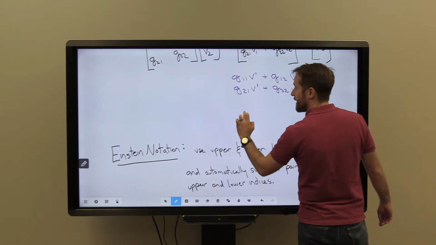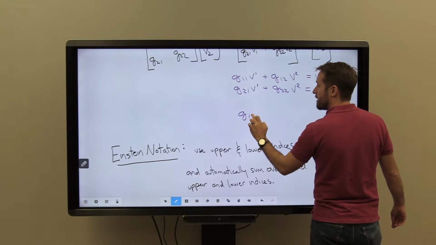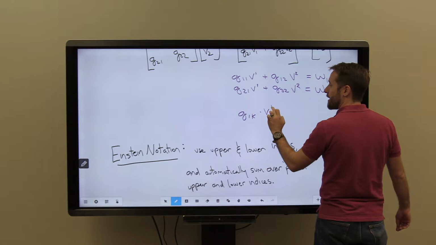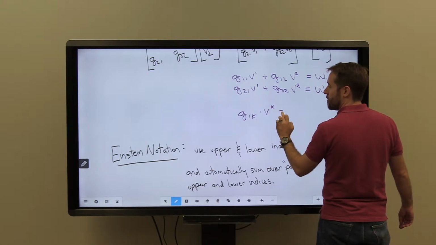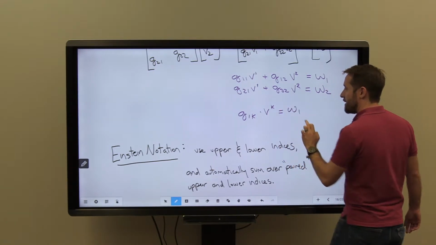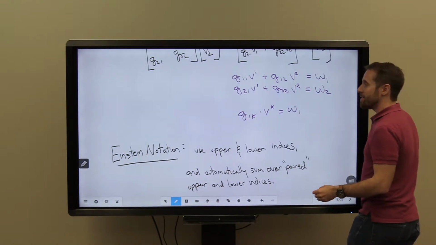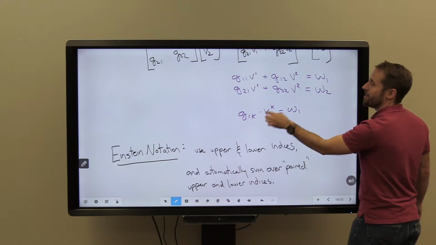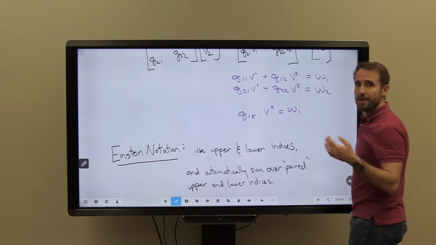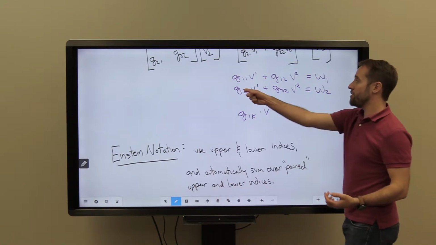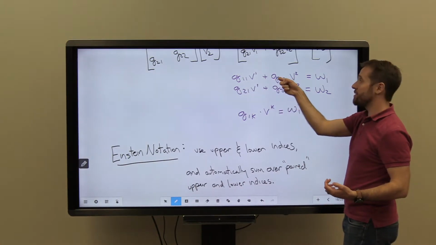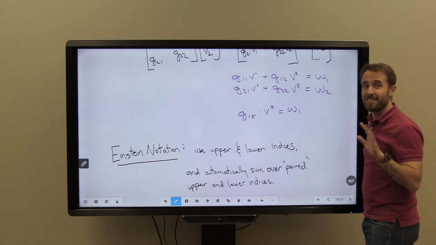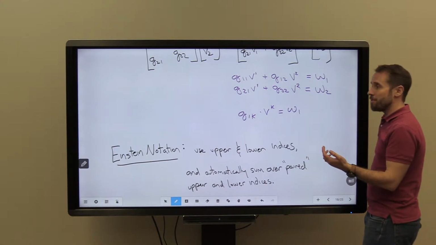I could say that G1K times V upper K equals W1. And what we're seeing here is that as I sum over, since there's a lower k here and an upper k here, that would mean that I would sum as k goes from 1 to 2. So that would be G11 V1 plus G12 V2. And I would take that summation to be sort of tacitly implied. And that would equal W1.